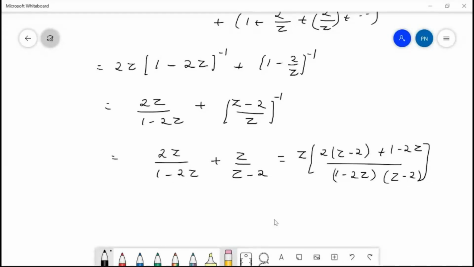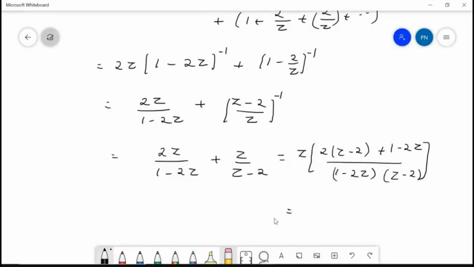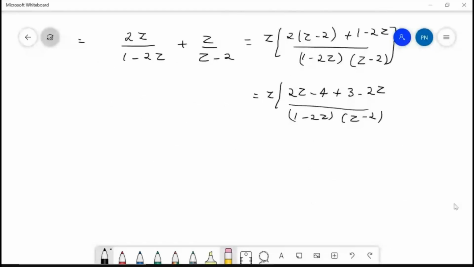So if you simplify this, we will get z into 2z minus 4 plus 3 minus 2z, divided by 1 minus 2z into z minus 2. Yes. So if you simplify that, 2z will get cancelled. So we have z into minus 1 divided by 1 minus 2z into z minus 2. That is it. 3z कहाँ से आया?